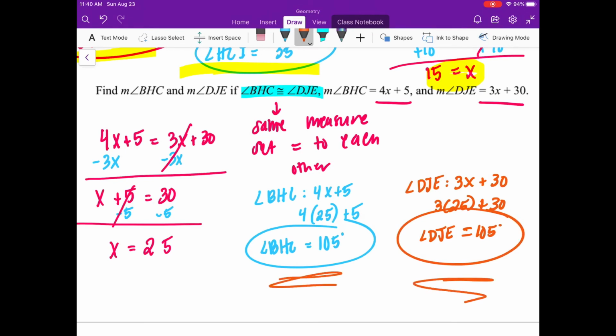So that is going to be your final answer. Both angles measure to 105 degrees.